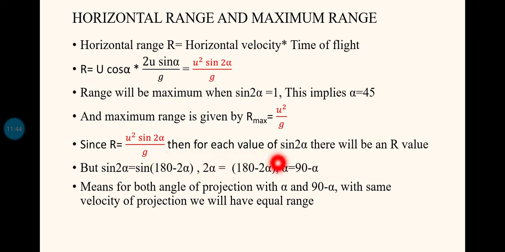Since R is equal to u square sin 2 alpha by g, for each value of sin 2 alpha there will be an R value. But sin 2 alpha equals sin of 180 minus 2 alpha. These two are same. Therefore 2 alpha equal to 180 minus 2 alpha, so alpha equal to 90 minus alpha. Means for both angles of projection, alpha and 90 minus alpha, with the same velocity of projection, we will have the equal range. I want to tell only this thing, that is for two different angles we will have the same range. That's all.